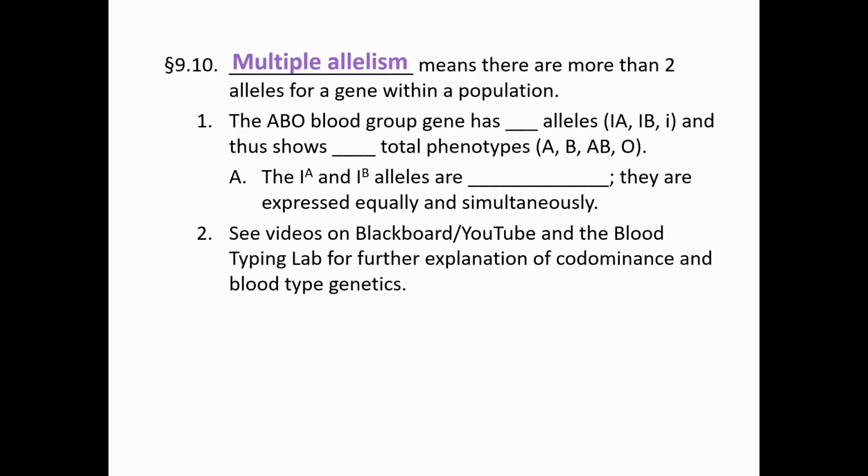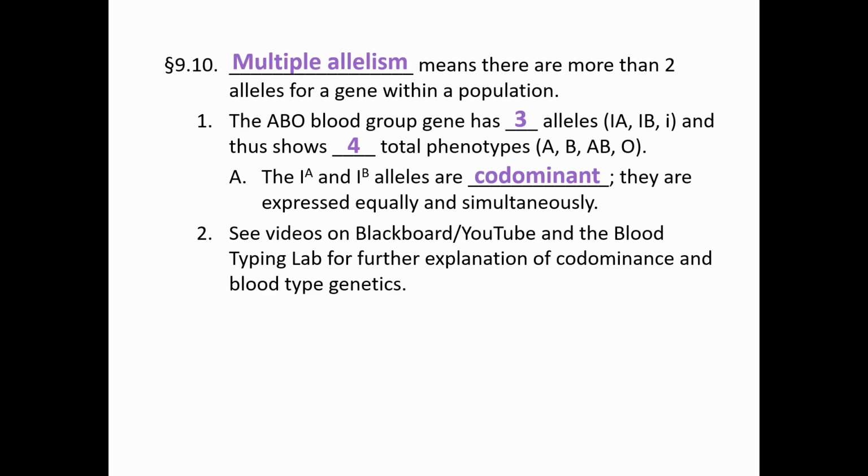The best example is the ABO blood group in humans, where the gene has 3 different alleles, I^A, I^B, and i, and shows us 4 different total phenotypes using different combinations of these 3 alleles: type A, type B, type AB, and type O blood. This also introduces another concept to us, in that the I^A and I^B alleles are co-dominant.